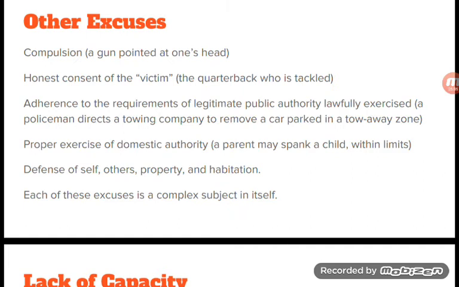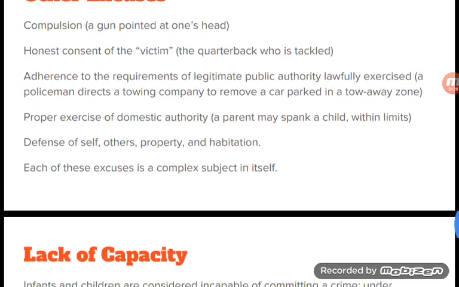Self-defense, defense of property, that kind of thing. Of course, there's some limitations to defense of property, right? You can't set booby traps to kill someone to protect your car, something like that. But each, as I'm getting into quid pro quos here, at the end of the list, I have each of these excuses as a complex subject in and of itself. Could be chapters within a law book.